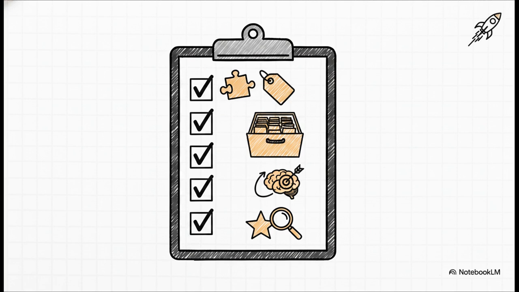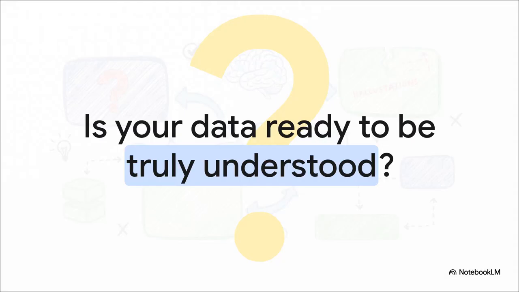And finally, number 5, evaluate. You need to continuously measure both your retrieval accuracy and the quality of your final answers. Which brings us to our final thought for today. I want you to look at the data sitting in your vector database right now and ask yourself, is your data just cut up into pieces, or is it truly ready to be understood? Poor chunking is just blindly slicing up text. Great chunking, though, that is architecting knowledge.